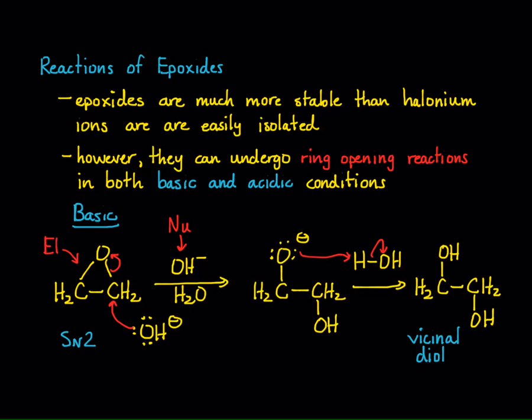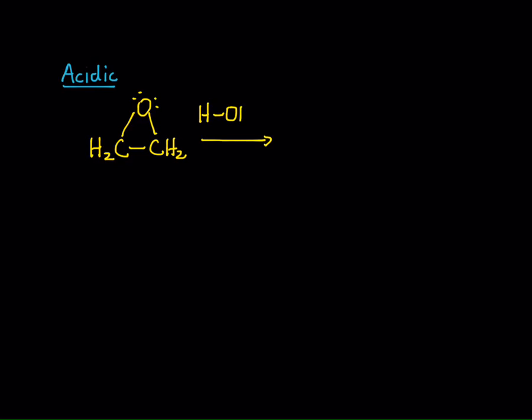In basic conditions, the base is a nucleophile, and so the nucleophile attacks the epoxide. But what happens in acidic conditions? In acidic conditions, again, we have our epoxide, and now we're going to react it with aqueous acid, so the hydronium ion. And in this case, the epoxide is a nucleophile.